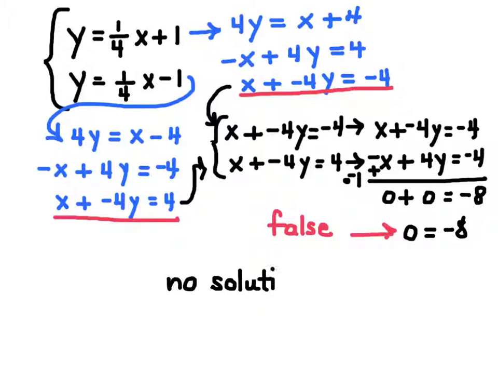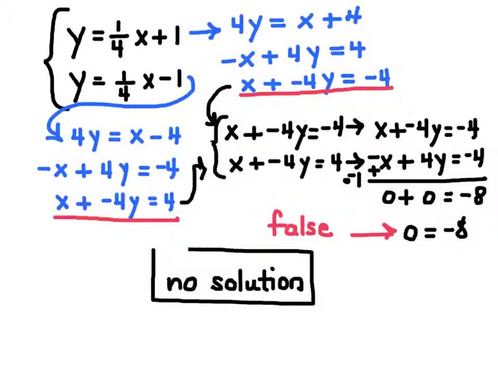Now you may have already noticed that right at the beginning when you first looked at the lines, because they have the same slope. Lines with the same slope are parallel, which means that they never touch. So the solution here using the addition method tells us that there's no solution.